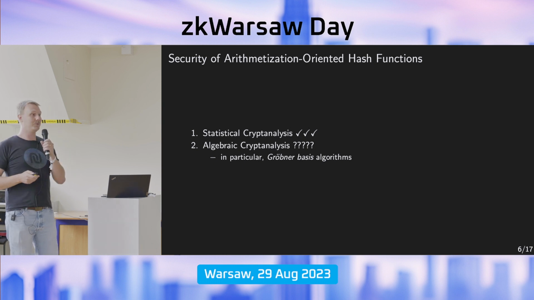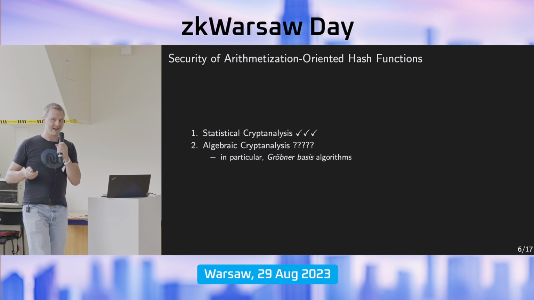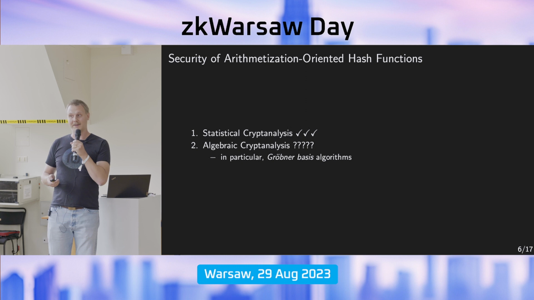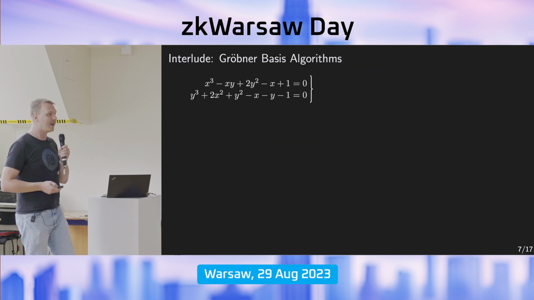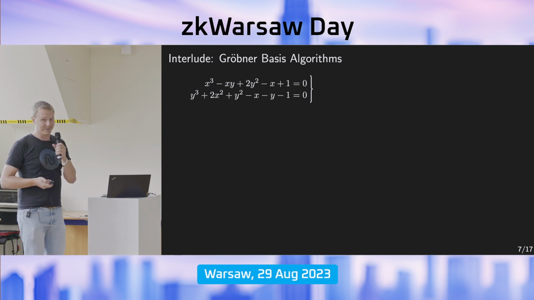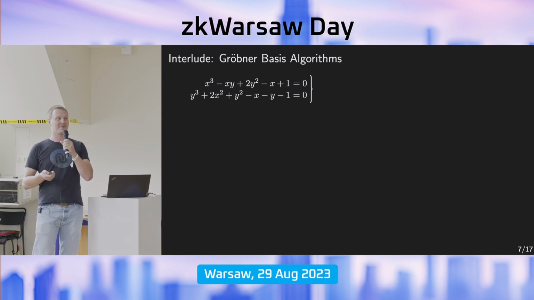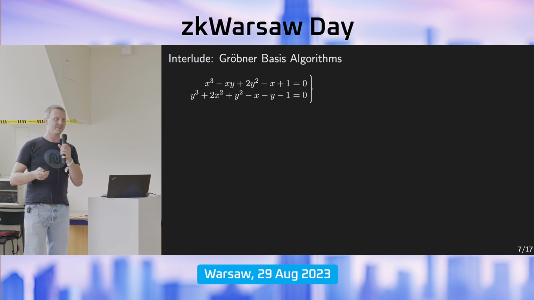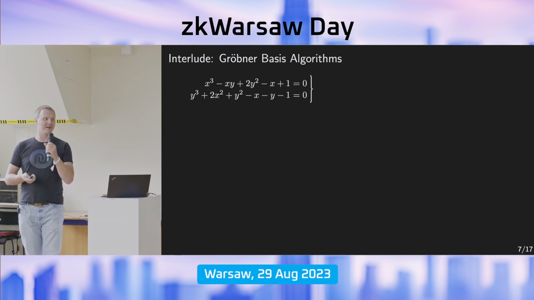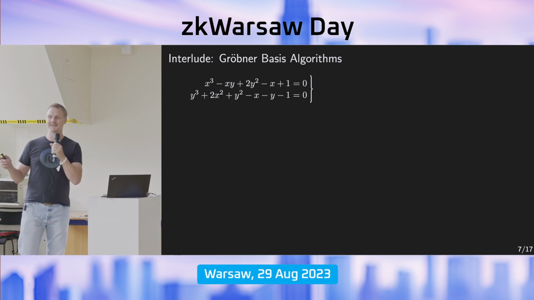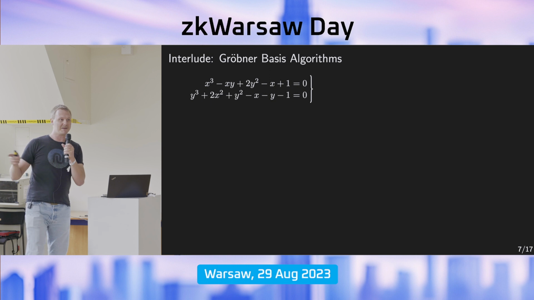And in order to illustrate why algebraic cryptanalysis is relevant, let's make a slight detour to the land of Gröbner bases. Here is a system of polynomial equations in two variables. How do you solve it? Question for the audience. Any takers? This is only degree 3, really low degree, but we have two variables and two equations. So there are 9 solutions. There are 50 people in the room.